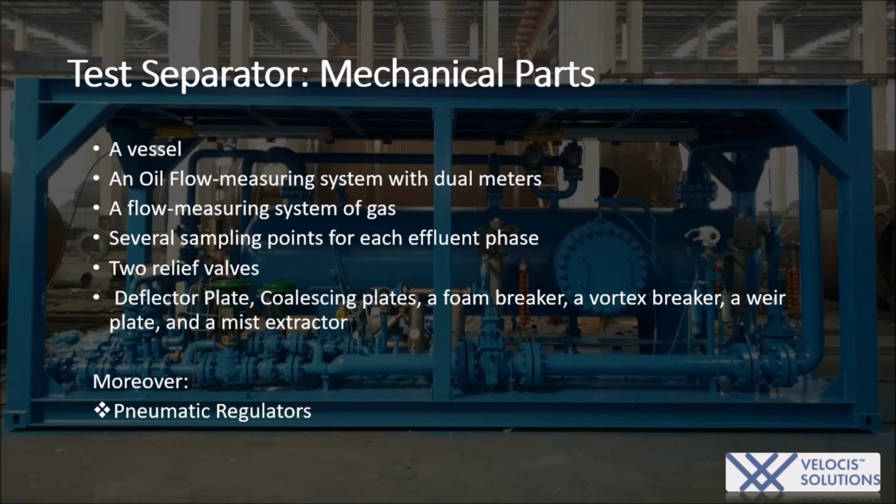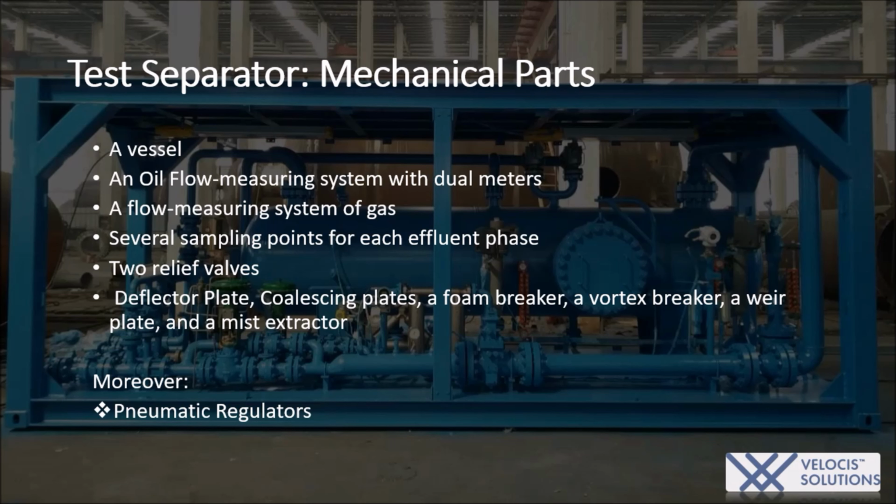And additionally, the test separators are also fitted with a deflector plate, coalescing plates, a foam breaker, a vortex breaker, a wear plate, and a mist extractor. These parts of the separators lessen the risk of carryover, liquid in the gas line, and carry under, gas in the liquid line, along with increasing the accuracy of the flow rate evaluation.